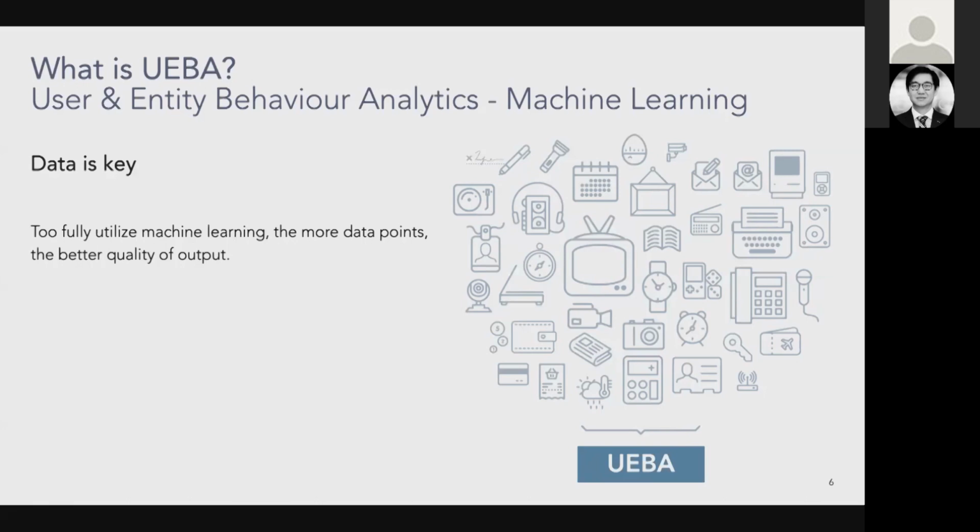So again, data is key. The more data points you can add in, and more data points is not more time, it means more types. It is access, it's time, it's user, it's IP addresses like source and destination. You get a much richer behavioral pattern on a given entity or user.